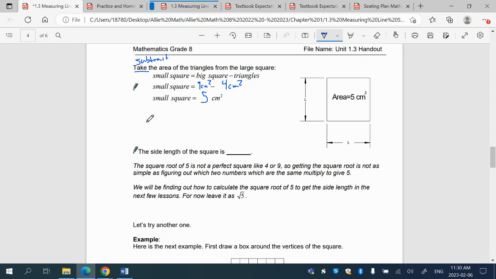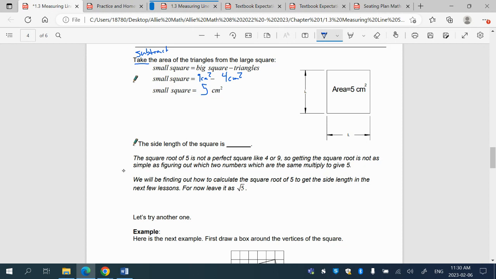The side length of the square is, this one is tough. This might not make sense to you right now, but I promise it's going to later. So I'm just going to leave the answer as it is. And I explained it. We are going to come back to it.